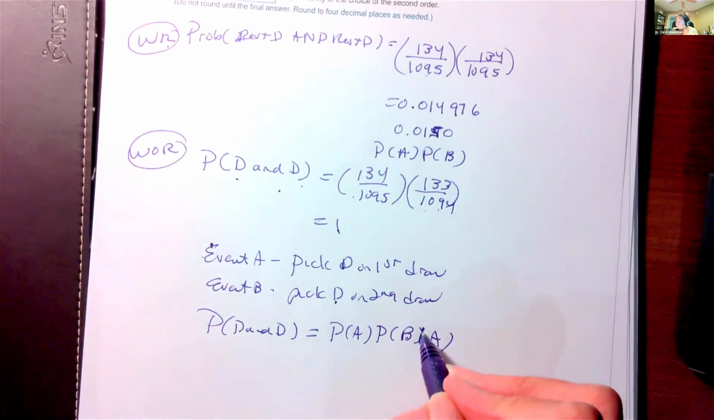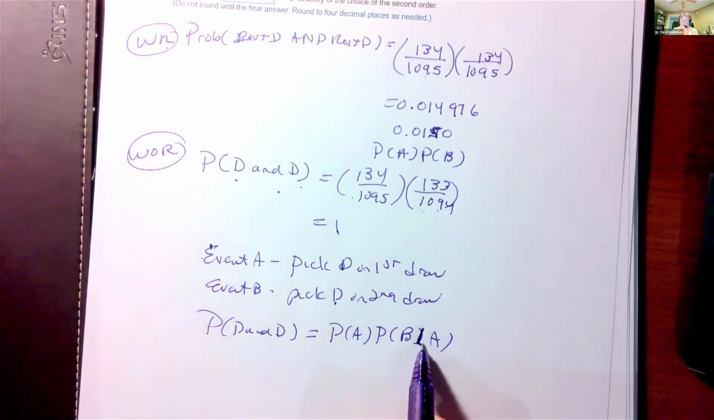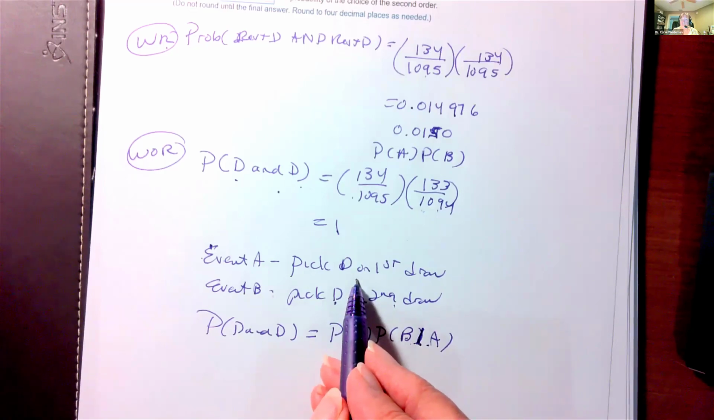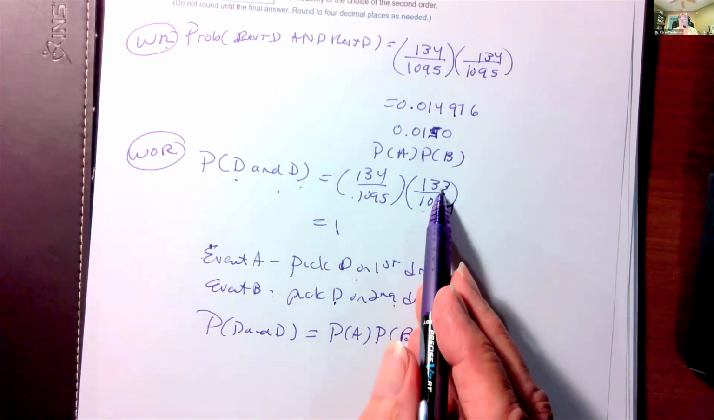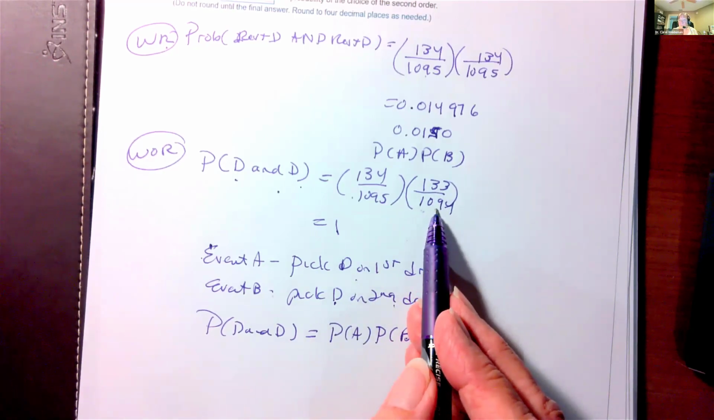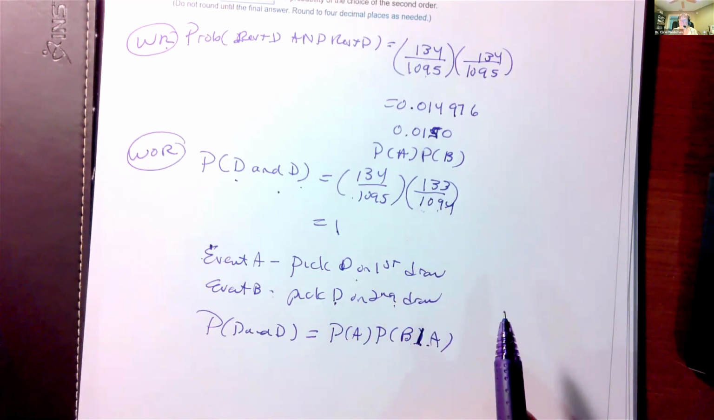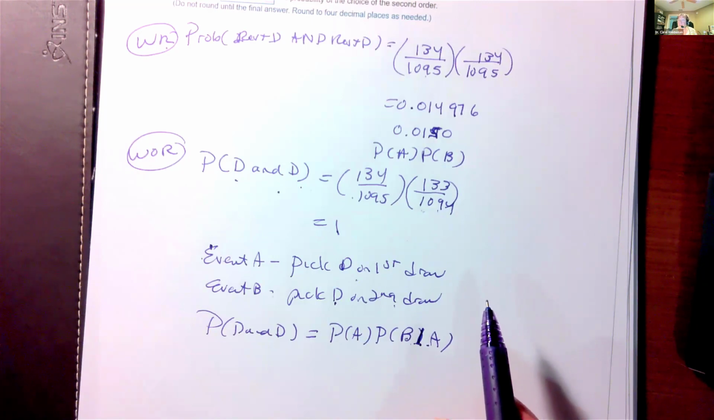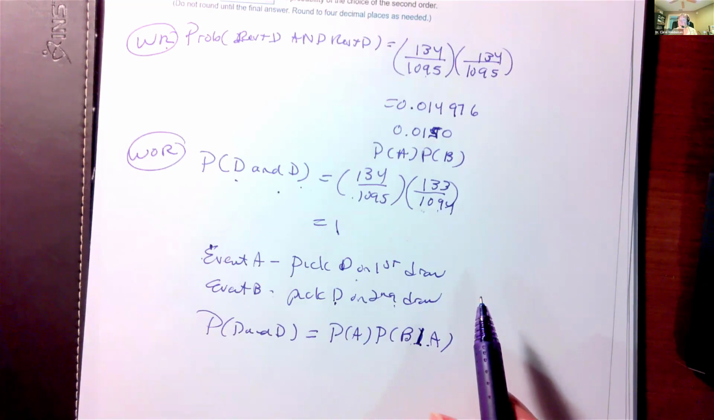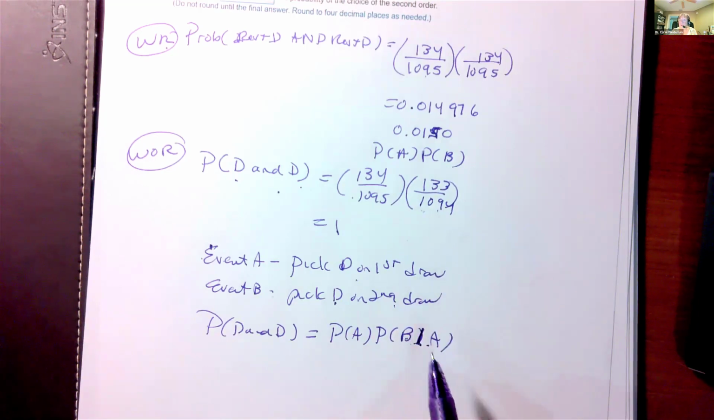So this is the conditional probability part right here. We're finding the probability of getting restaurant D on the second draw, given we got restaurant D on the first draw. And how that changed the probability was there was one less restaurant to pick from, and there was one less restaurant D order to pick. All right, that makes sense? Yep, I think that's the one you're talking about.